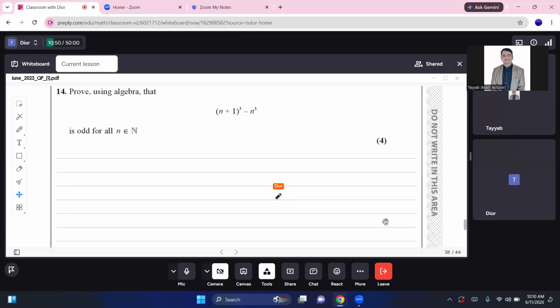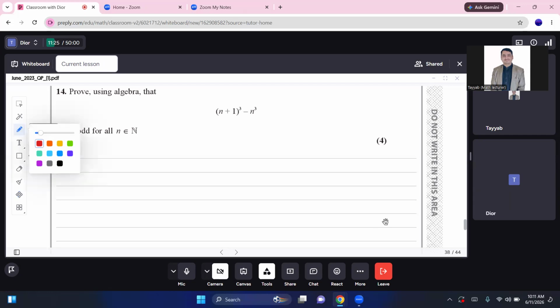Okay, I think we are at question number 14. Right, Mr. Duke? Okay. So for the number 14, what it says, prove using algebra that (n plus 1) cube minus n cube is odd for all natural numbers. Okay. For all odd natural numbers. Okay.